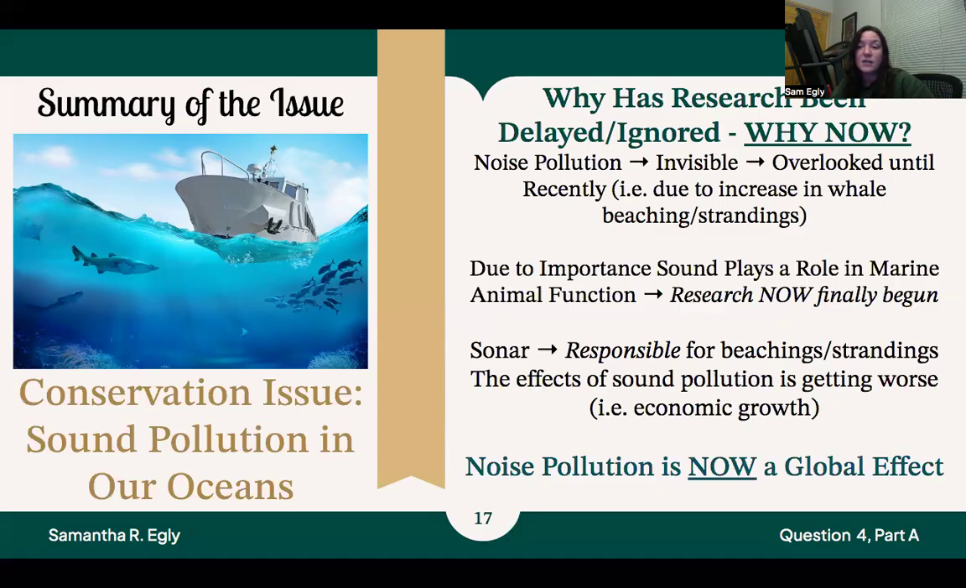So studies show that the sonar responsible from these vessels and everything is responsible for these beachings due to interrupted echolocation when traveling, hunting, and communicating. So the effect of sound pollution on marine mammals is getting worse and is on the rise. So commercial ships are increasing in number as well as in size due to economic growth, and noise is now a global effect and not species specific anymore.